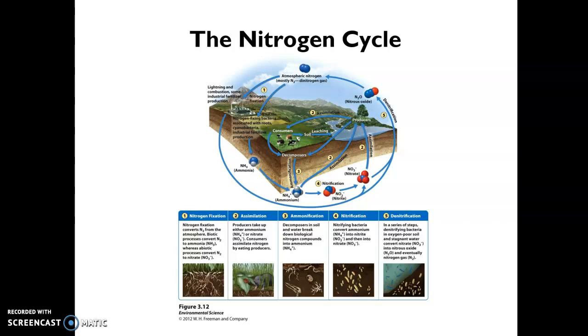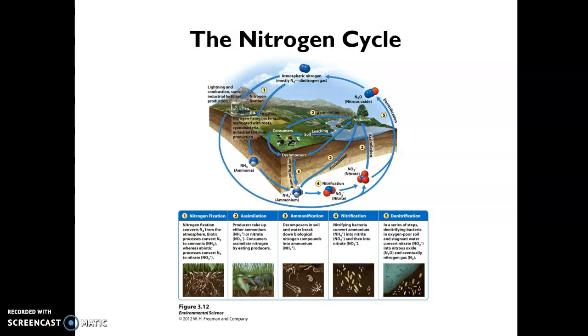So the first point that I want to make is that the atmosphere is made of 78% nitrogen in the form of N2, which is two nitrogen atoms bound together. And it's still called nitrogen. So 78% of our atmosphere has nitrogen in it. That's a tremendous amount of nitrogen available. And nitrogen is absolutely critical.